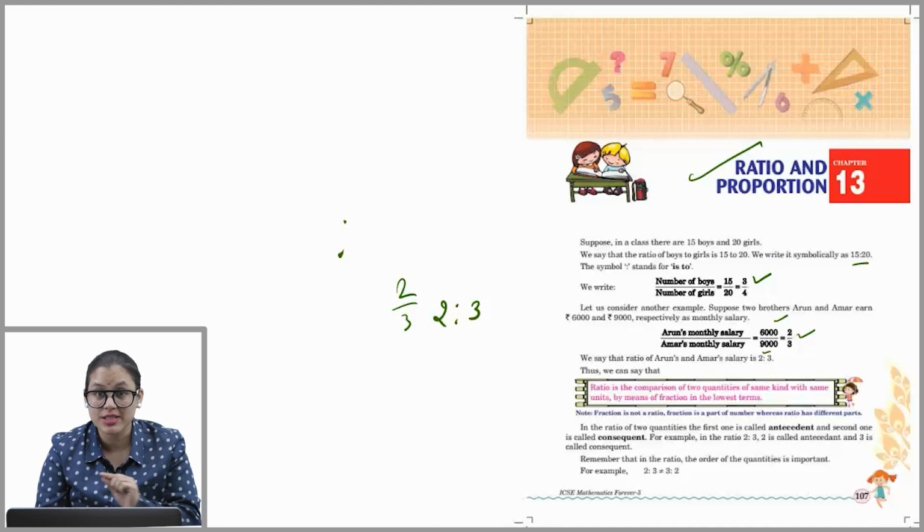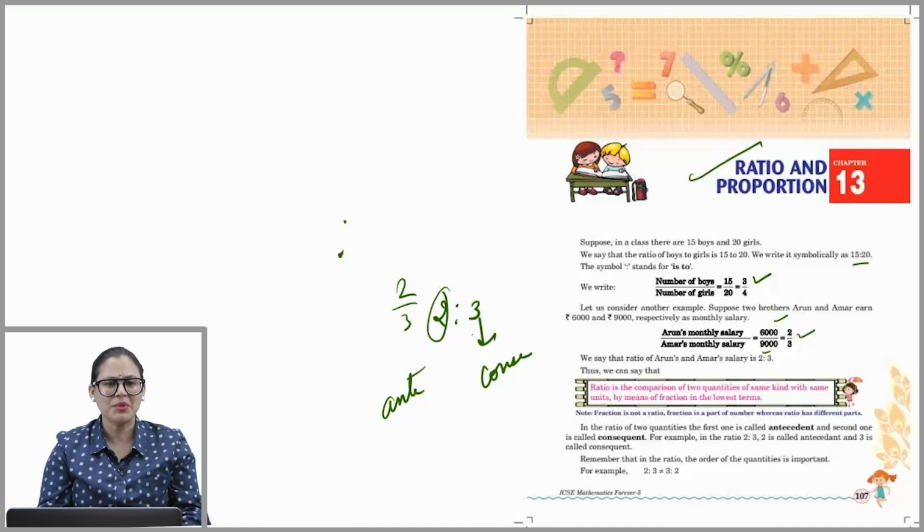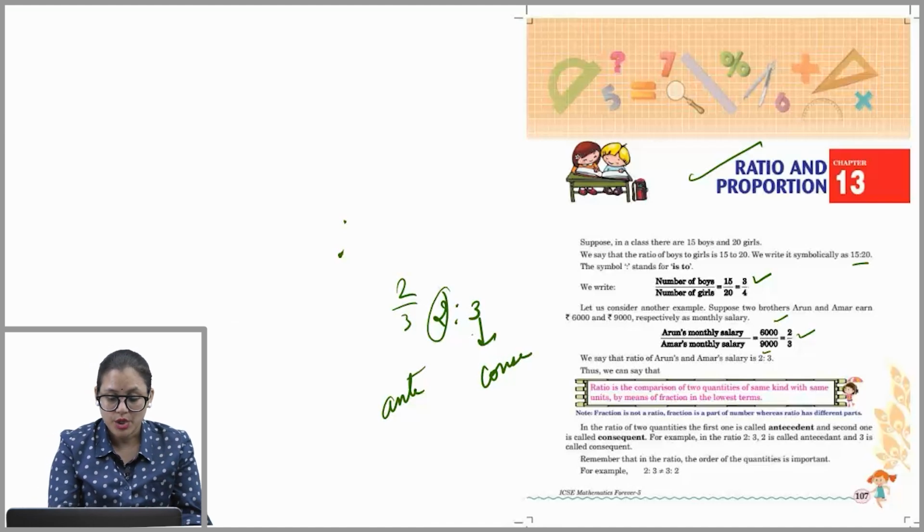Note, a fraction is not a ratio. A fraction is a part of a number, whereas a ratio has different parts. In the ratio of two quantities, the first one is called antecedent and the second one is called consequent. For example, in the ratio 2:3, 2 is called antecedent and 3 is called consequent. Remember that in a ratio, the order of quantities is important. For example, 2:3 is not equal to 3:2.